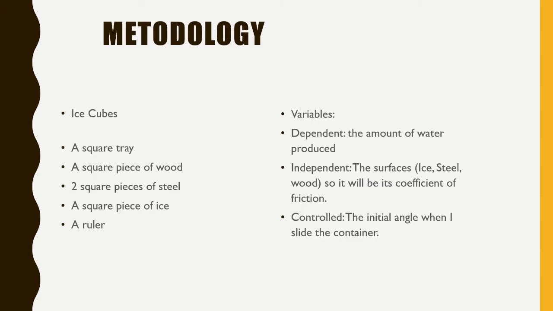For the experiment, I used some ice cubes, a square tray, a square piece of wood, two square pieces of steel, a square piece of ice, a ruler, and we can identify our variables here in the experiment. The dependent one is the amount of water produced. The independent is the surfaces, ice, steel, and wood, which will change the coefficient of friction. And the control is the initial angle when I slide the container.